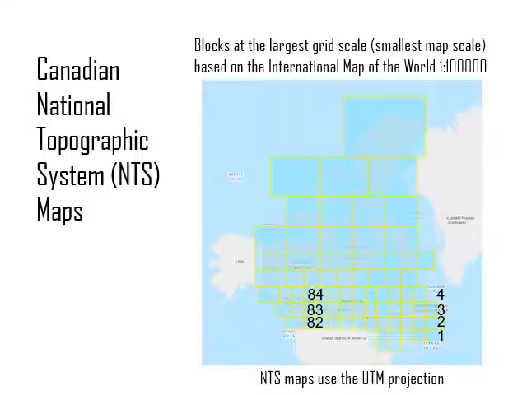So now I'll give some examples of Canadian grid systems, from the smaller scale to the larger scale in terms of map scale. First for the whole of Canada, then for part of Canada, and then for Alberta. For the whole of Canada, we use the Canadian National Topographic System, the NTS maps. And the NTS maps actually use the UTM projection. At the largest scale, each map sheet of the NTS system is based on the International Map of the World at the 1 to 1 million scale.